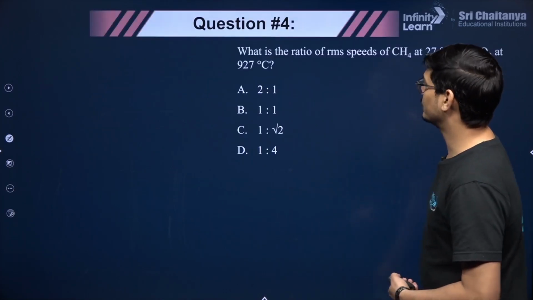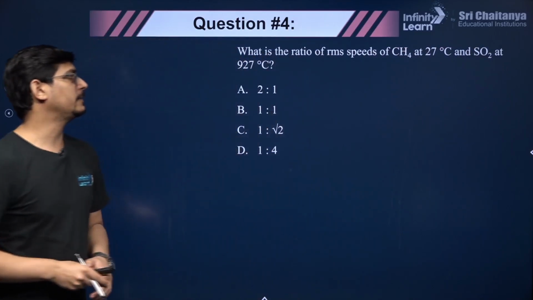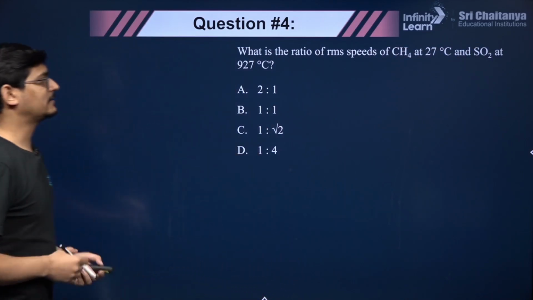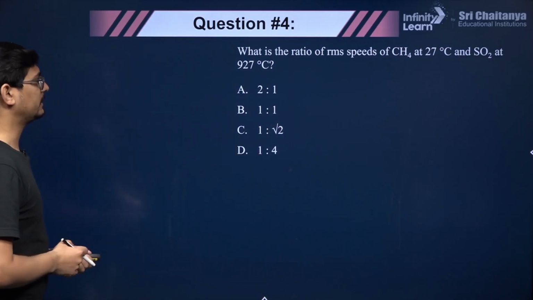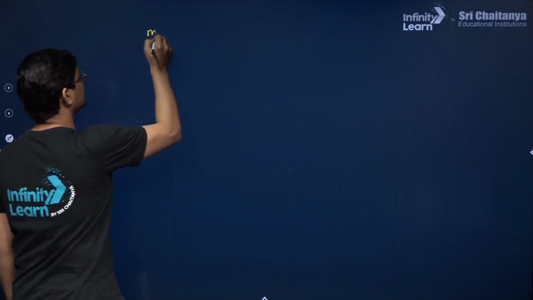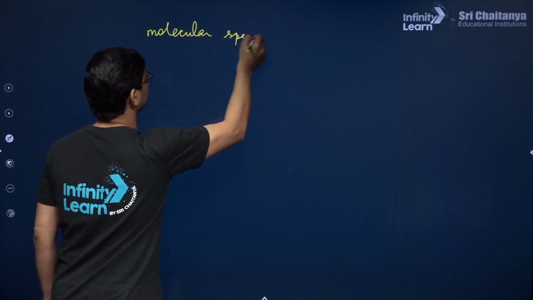Moving to the next question, another type of question that is very common is based upon the molecular speeds. So these statistical speeds, or molecular speeds of gas particles, how do we define them? You guys know that molecular speeds are of 3 types. Let us quickly see their formulas.